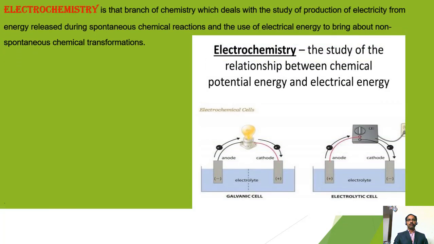Electrochemistry is the branch of chemistry which deals with the study of production of electricity from energy released during spontaneous chemical reactions and the use of electrical energy to bring about non-spontaneous chemical transformations. See here, electricity is produced because of the spontaneous chemical reactions. By using electricity, we can make non-spontaneous chemical reactions also. This is the main thing in electrochemistry.